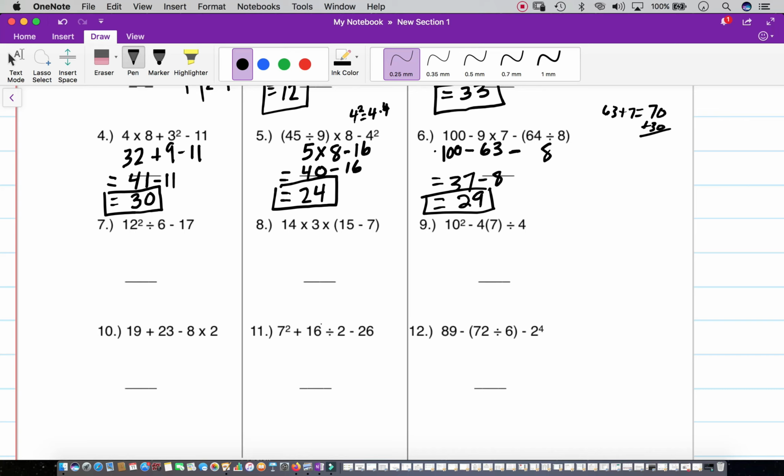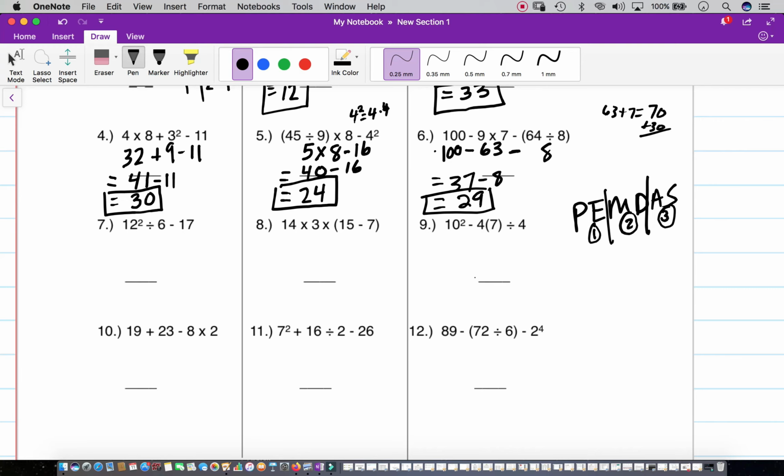Okay, to finish up, I'm going to pick 2 of the last 6, 9 and 11. And I'm going to work through these, and then I want you guys to try to do 7, 8, 10, and 12 on your own. So for number 9, I have 10 squared minus 4 times 7 divided by 4. So of course, got the PEMDAS. First, second, third.